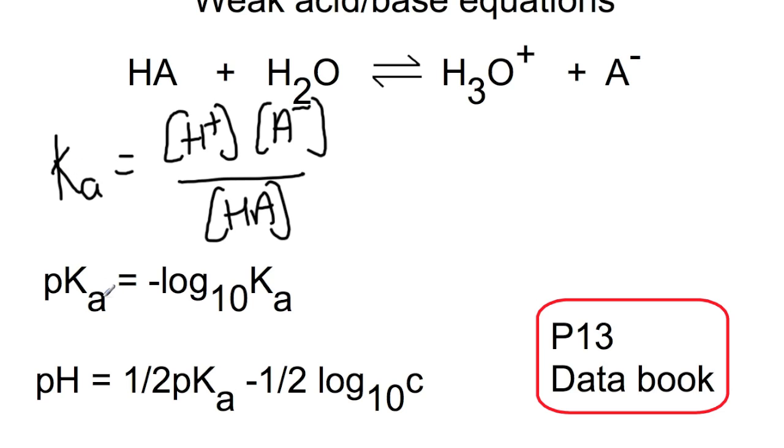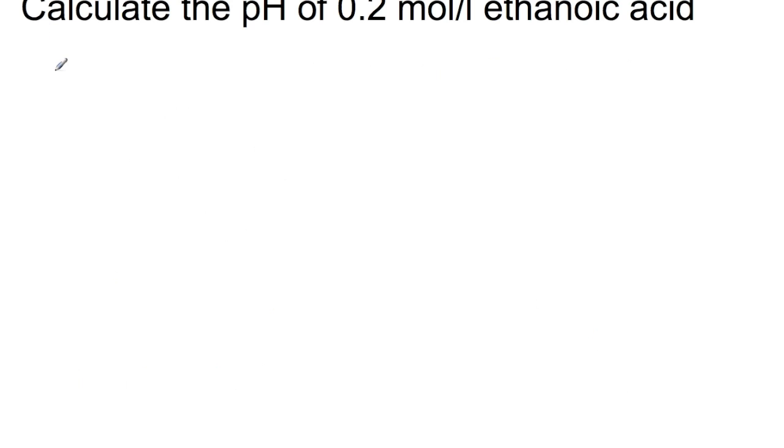Values for Ka and pKa for common weak acids can be found on page 13 of the data book. However, you should be able to calculate Ka and pKa from values provided to you. This first example is asking us to calculate the pH of 0.2 moles per litre ethanoic acid. You need to be familiar with which acids are weak acids and which ones are strong acids so that you'll use the correct equation for pH.